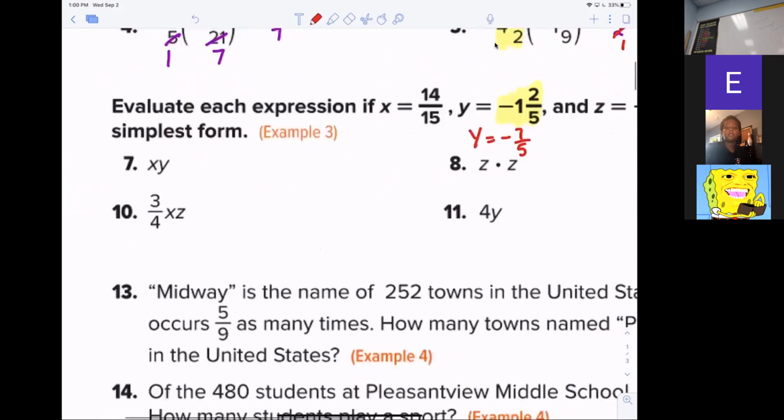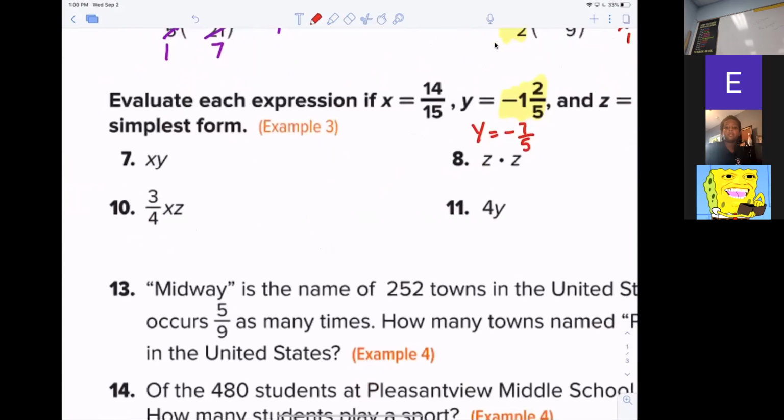So what is x times y? What is x? x is 14 over 15. So everybody puts 14 over 15 times 7 over 5. No, negative 7 over 5. Now what can reduce? Nothing. So a negative times a positive is a negative.